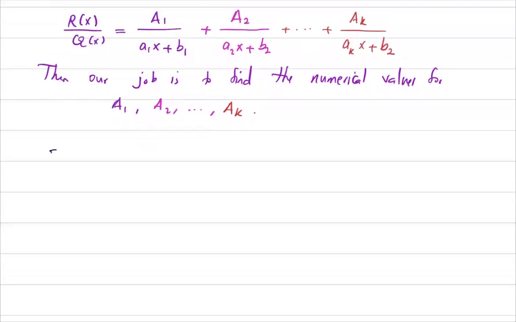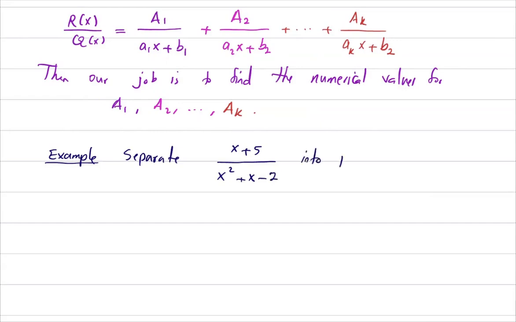In this example, I ask you to separate x plus 5 divided by x squared plus x minus 2 into partial fractions. So this is our very first case.